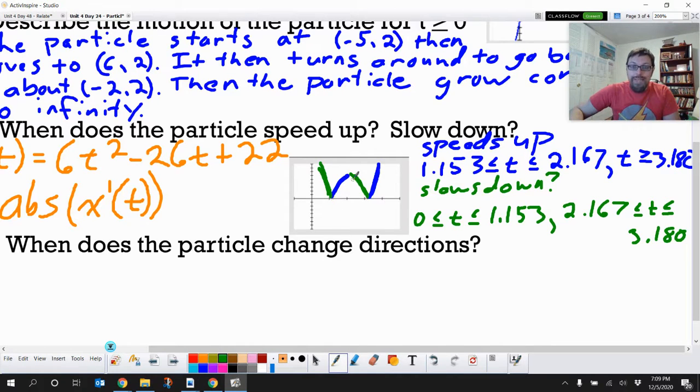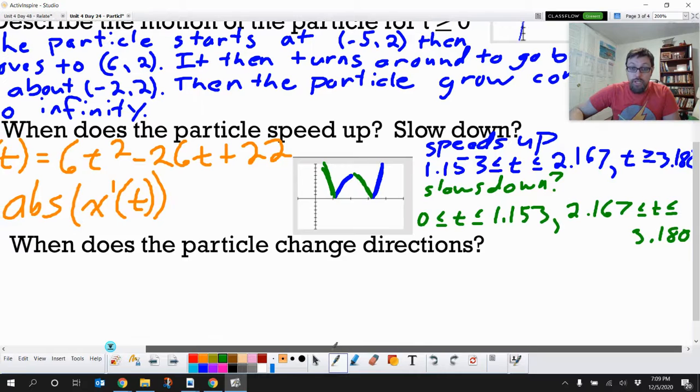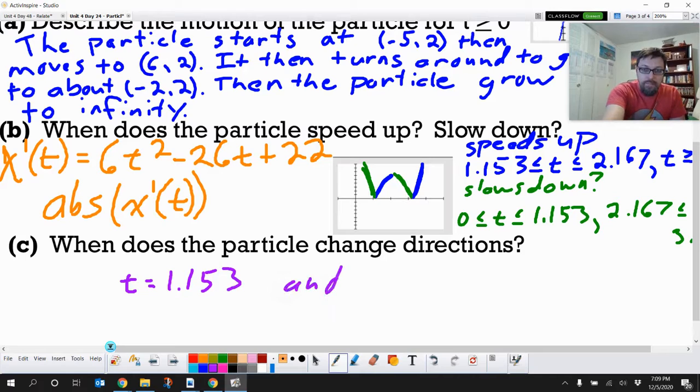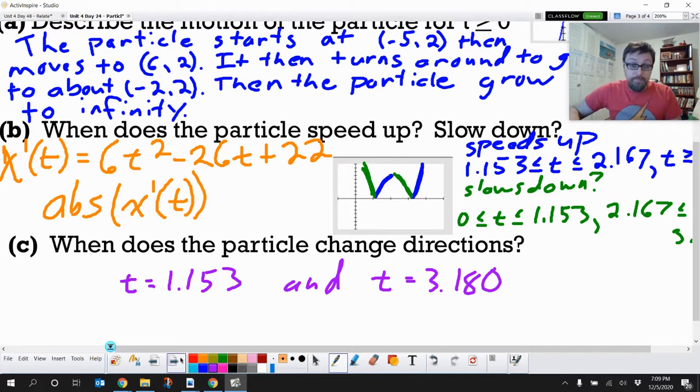We want to figure out when it changes direction. So it changes direction when it goes from slowing down to speeding up. So whenever we're crossing the x-axis right here. So those are our two x-intercepts, which we just found. So that is t equaling 1.153 and t equaling 3.180. Great.